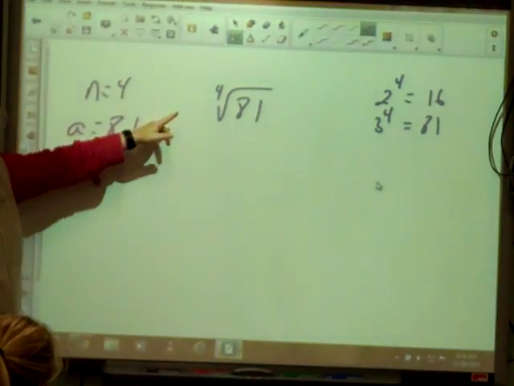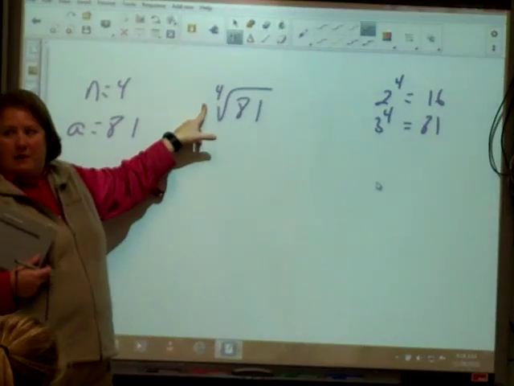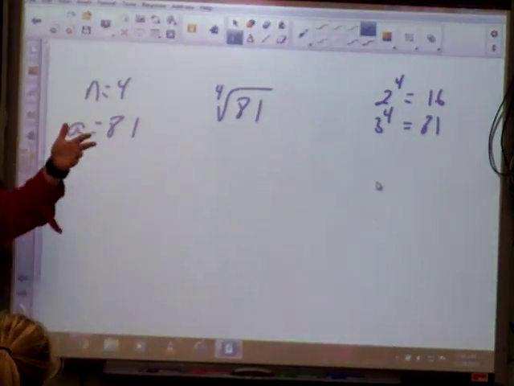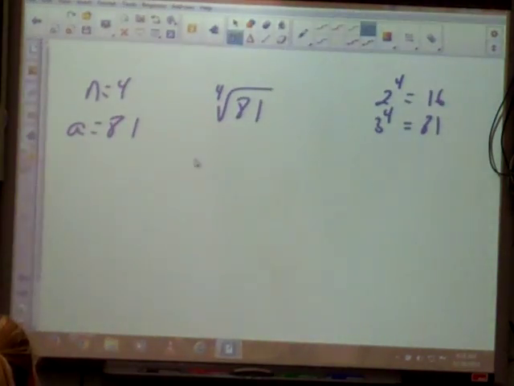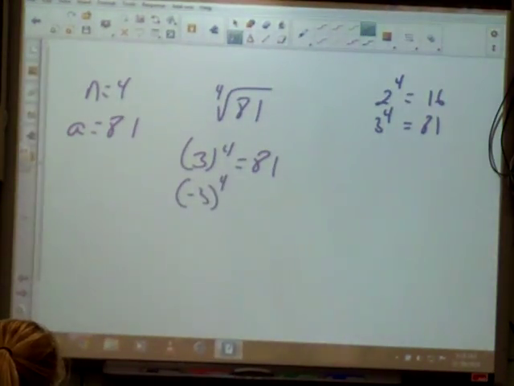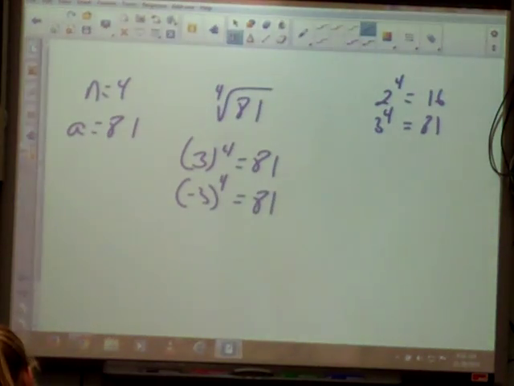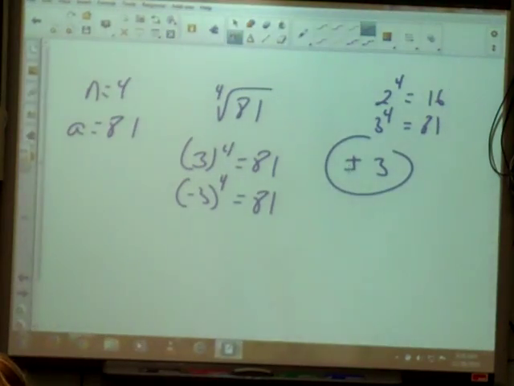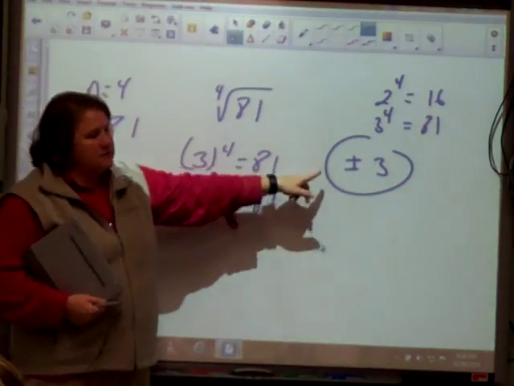Remember when we did square roots, it could always be positive or negative. So what about a fourth root? Can that be positive or negative? Could 3 to the 4th equal 81? Does negative 3 to the 4th also equal 81? Yes, it does. Brooklyn's right. So my answer on this would be positive or negative 3. So anytime you have an even root, it will get you the plus or minus.